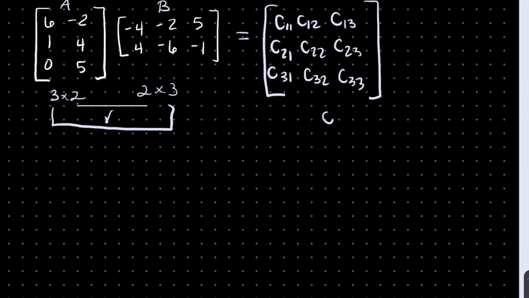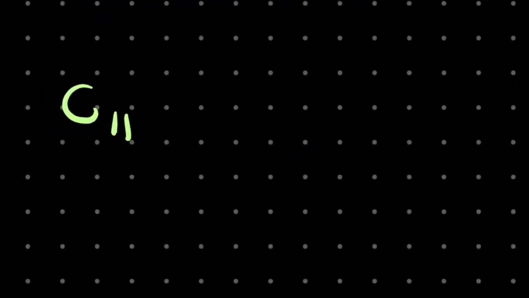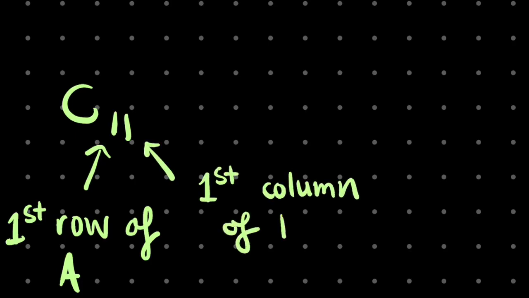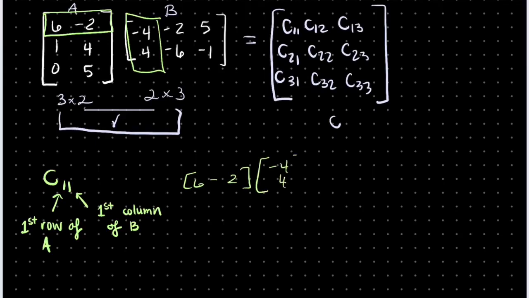So if I wanted to find C11, this 1 here tells me, let's zoom on in, I'm looking in the first row of A, and this tells me I'm looking in the first column of B. Okay, so we're looking in the first row of A and the first column of B. So really what we're doing to find C11 is 6, -2, and -4, 4.